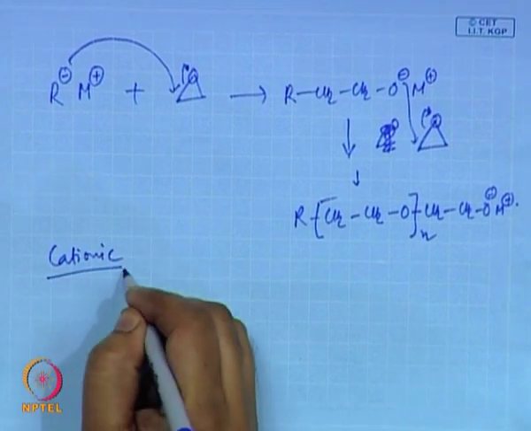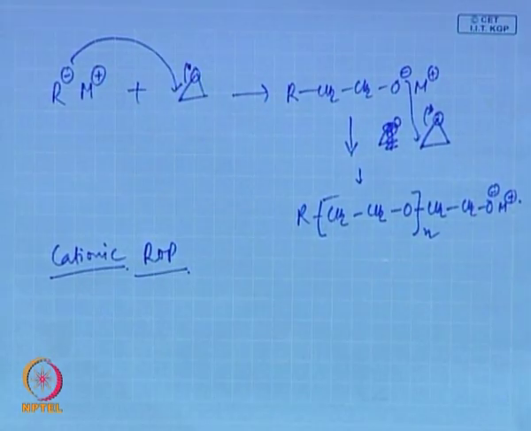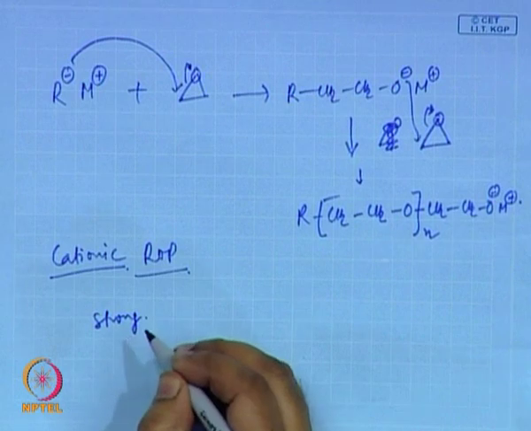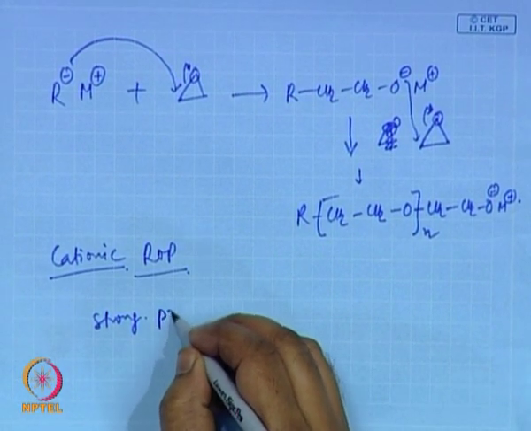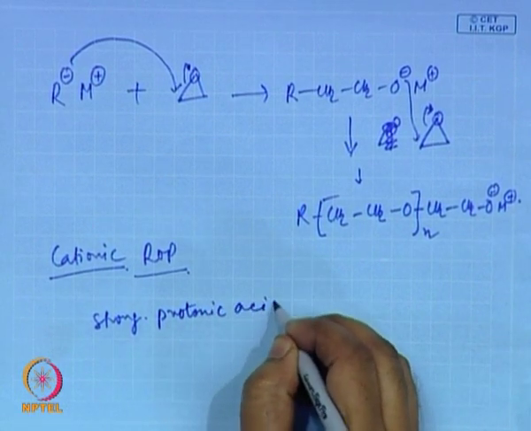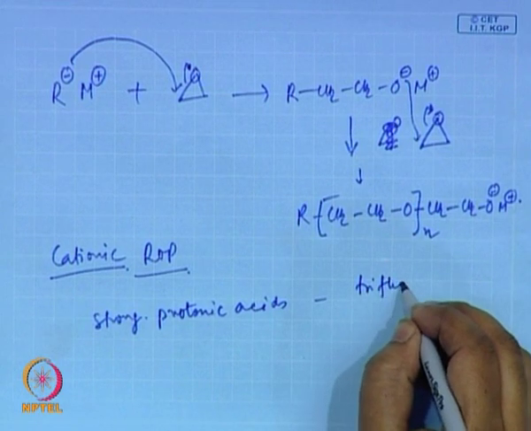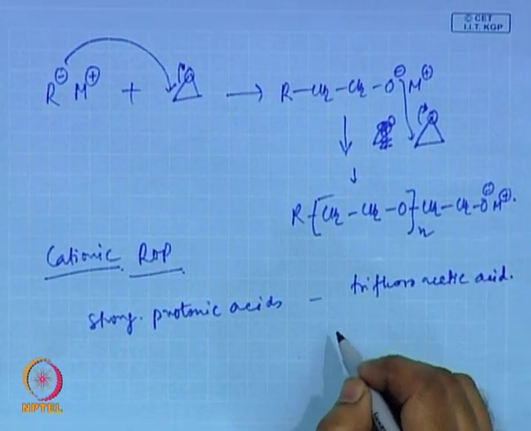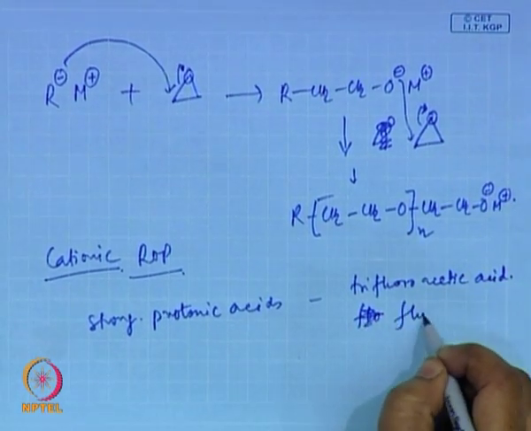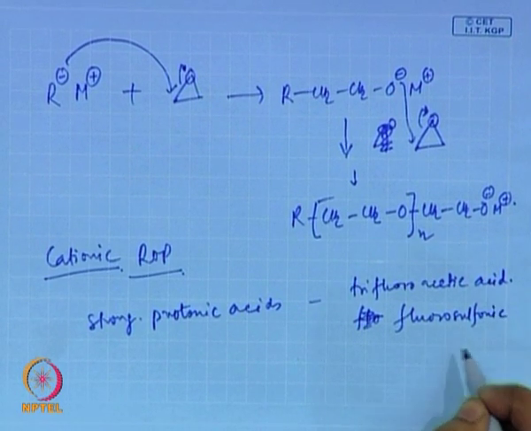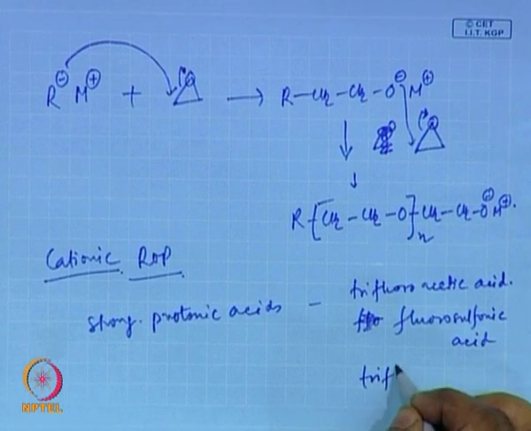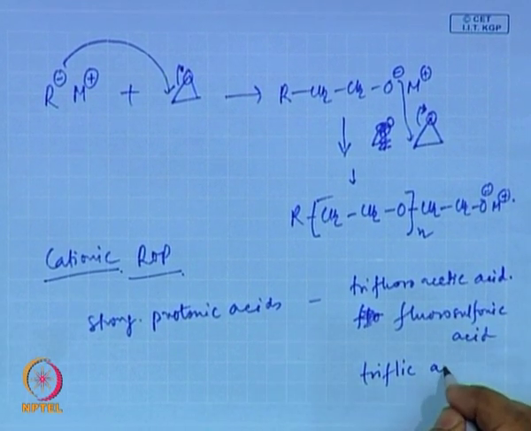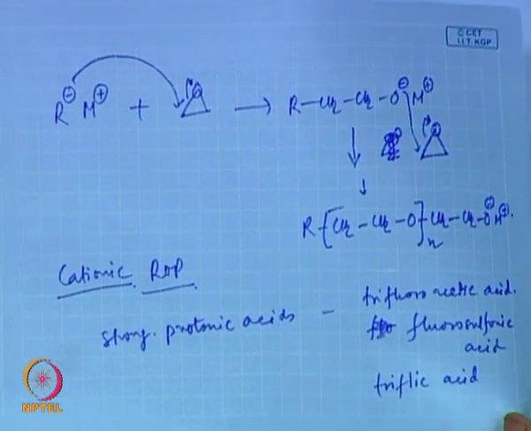Now, if we talk about cationic ring opening polymerization, typically strong protonic acids like trifluoroacetic acid, or fluorosulfonic acid, or triflic acid, which are very strong acids, are required to initiate a ring opening polymerization.